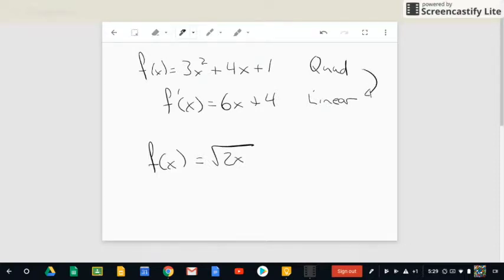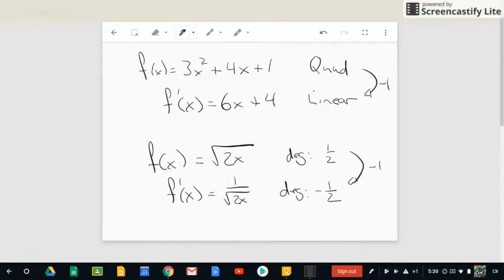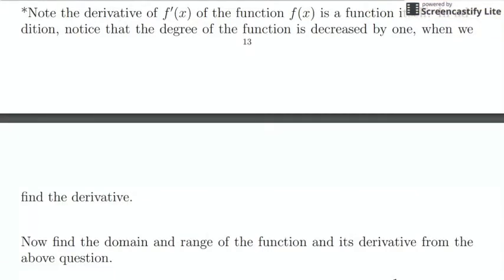Now, over here in the second example that we did, when we took the derivative of this one, we ended up getting 1 over the square root of 2x here. Now, remember that the degree is the exponent of the variable here. So in this case right here, the degree is going to be 1/2. But down here, the degree of this expression is going to end up being negative 1/2. And so again, we see a drop of 1. A drop of 1 here, a drop of 1 right there. So that's significant, okay?